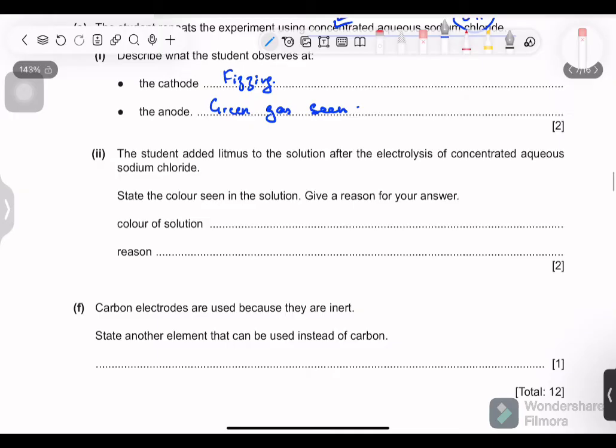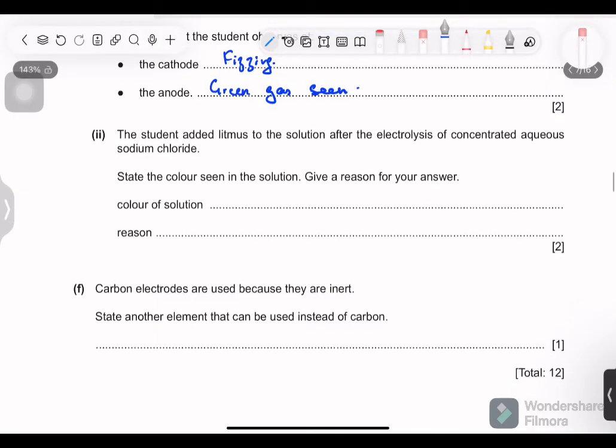The student added litmus to the solution after the electrolysis of concentrated aqueous sodium chloride. State the color seen in the solution. Give a reason for your answer.